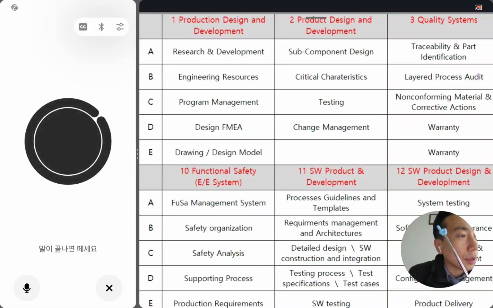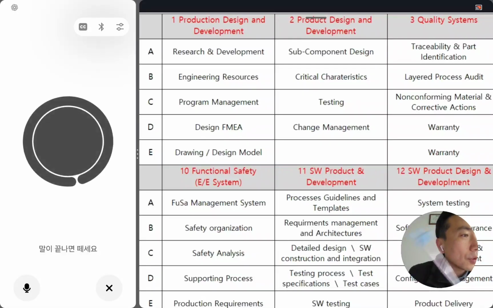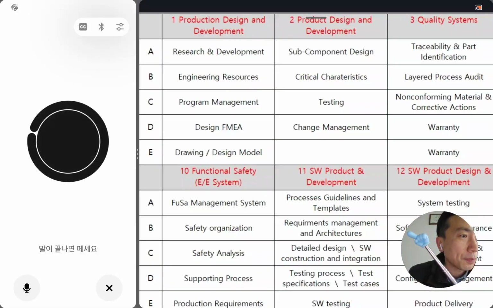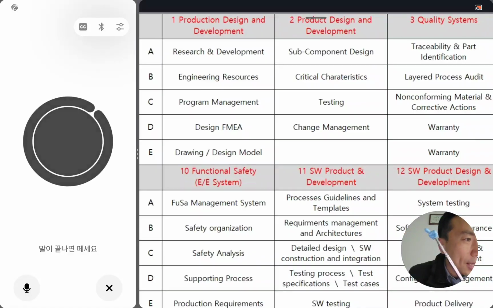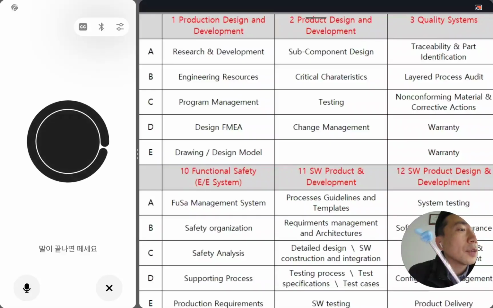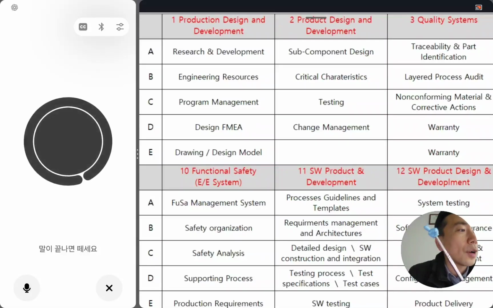Number 10. How do you determine measurement frequency and sample size for critical characteristics? Number 11. What's your escalation or reaction plan if a critical characteristic is found out of specification?